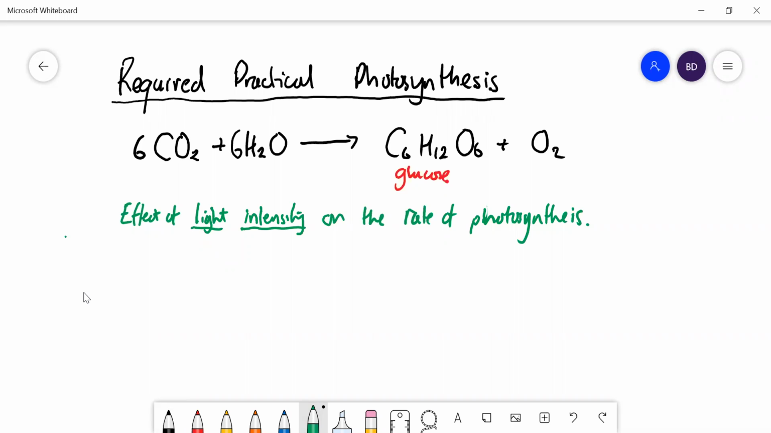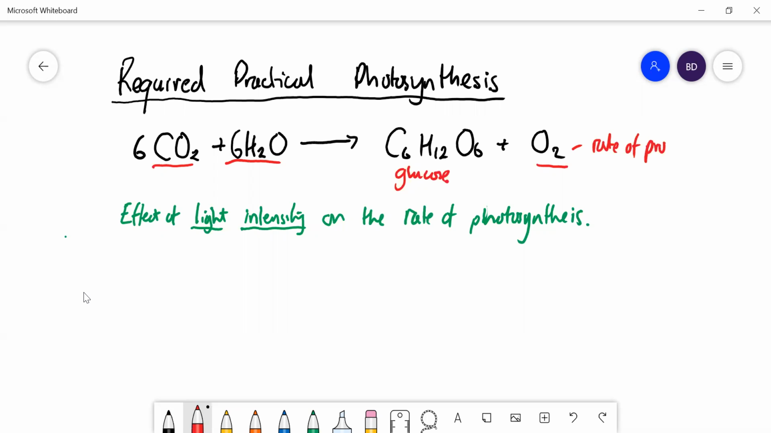We look at the equation there. So we've got carbon dioxide plus water gives you glucose and oxygen. Right, so you could measure the rate at which carbon dioxide is used up. That's a possibility. We could measure the rate that you make glucose. That would be quite tricky to do, and the easiest way to do it is to measure the rate of production of oxygen. Okay.